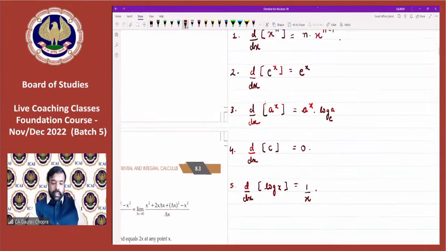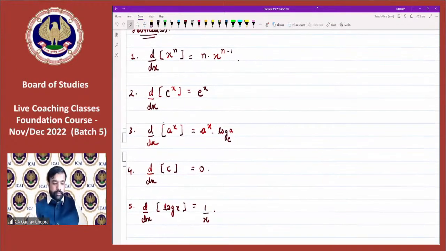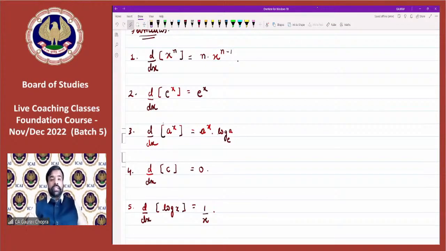So let us try some questions based on these formulas. Okay, so let us recall once again. For x to the power of n, it is n multiplied by x to the power of n minus 1. Then e to the power x will remain the same. For a to the power of x, it is a to the power of x multiplied by log of a base e. For any constant, it is 0. And for log x, it is 1 by x. So let's try some examples.